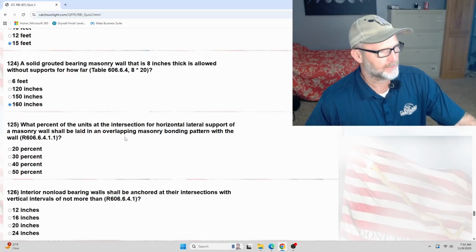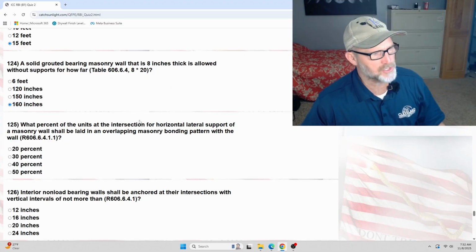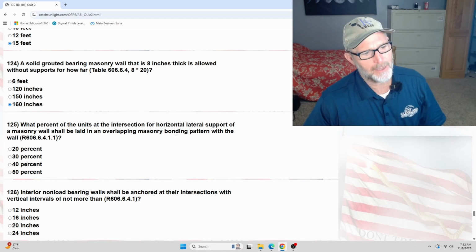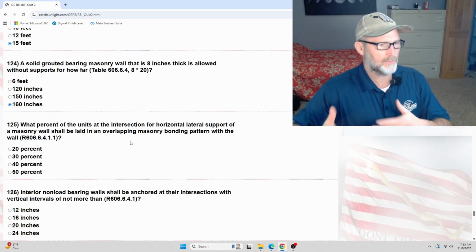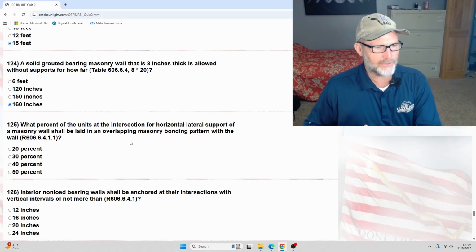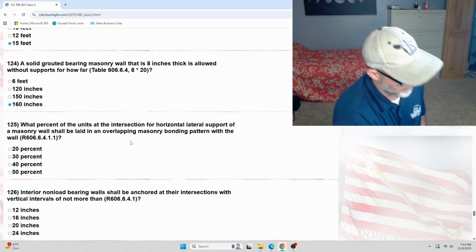All right, 125. What percent of the units at the intersection for horizontal lateral support of a masonry wall shall be laid in an overlapping masonry bonding pattern with the wall? Okay, so in like a lateral support or another wall, what do you have to overlap for a horizontal lateral support? Basically what it comes down to. Let's look at 606.6.4.1.1.